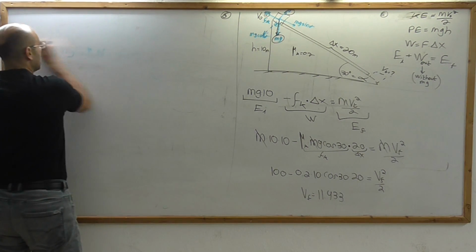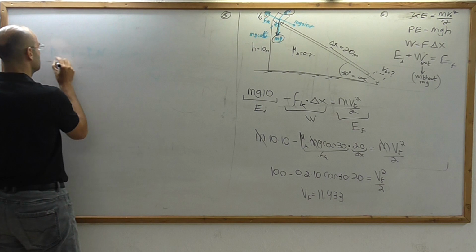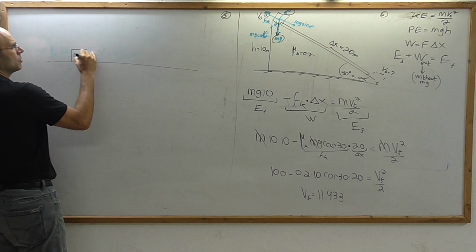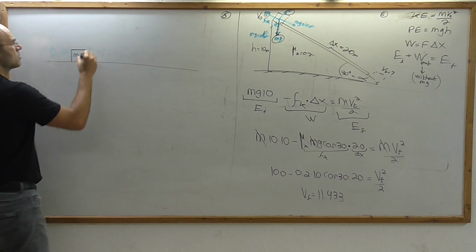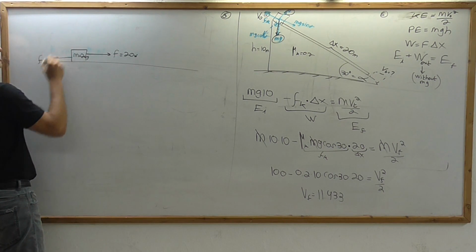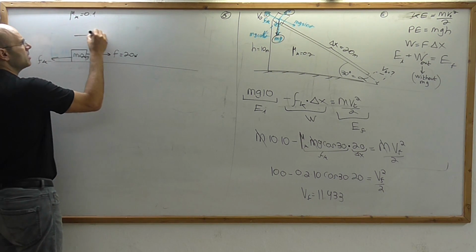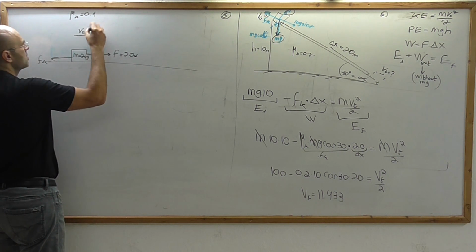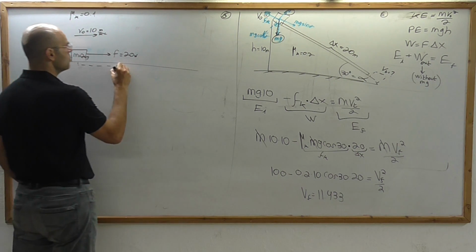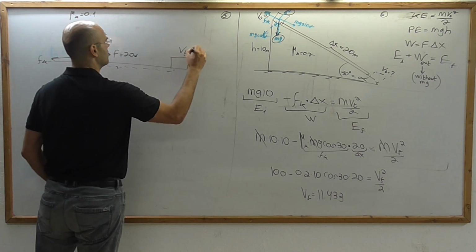Okay, let's do a more complicated thing. Let's say I have a mass here, 2 kilograms, and I apply 2 forces on it. External force 20 newtons, and also it has friction force. Mu kinetic is 0.1. And let's say the initial velocity here is 10 meters per second. And this mass goes here. I want to find the velocity here.